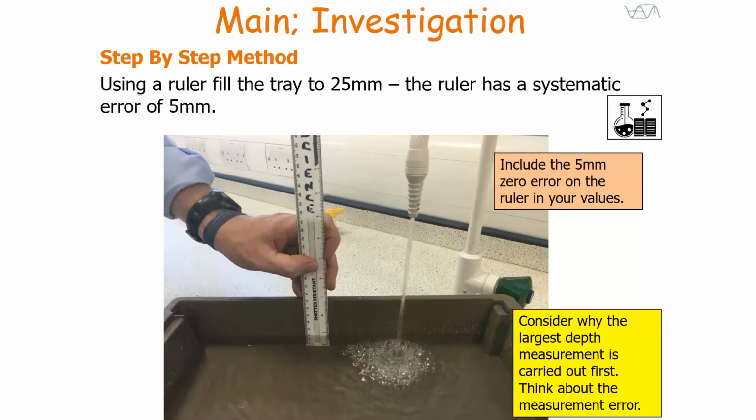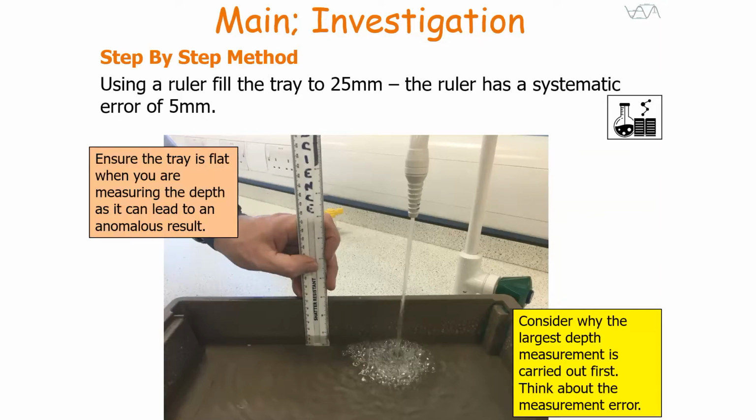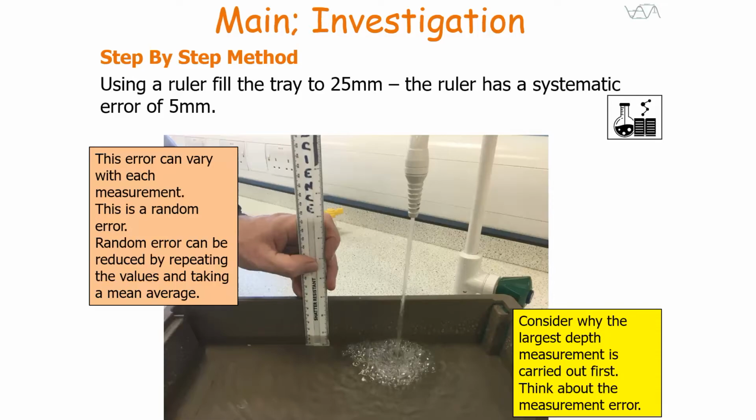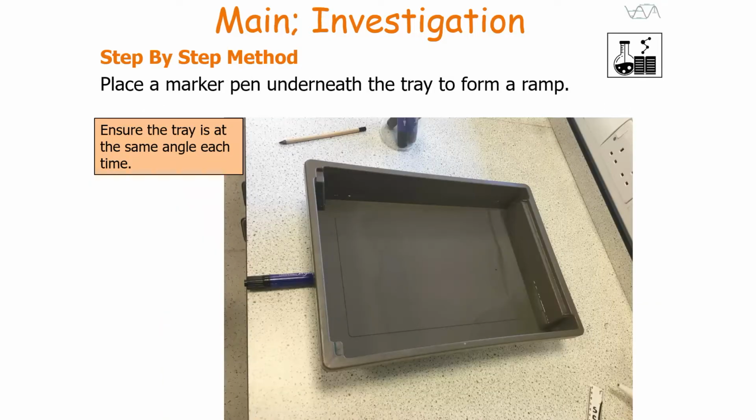Now you would think about these zero errors on your values and you subtract that systematic error from the measurements that you take. You would also ensure the tray is flat when you're measuring the depth, as it can lead to an anomalous result. Now this error can vary with each measurement as opposed to a systematic error. So we call this type of error a random error because it changes value with each particular measurement that you take. Now a random error can be reduced by repeating the values and taking a mean average.